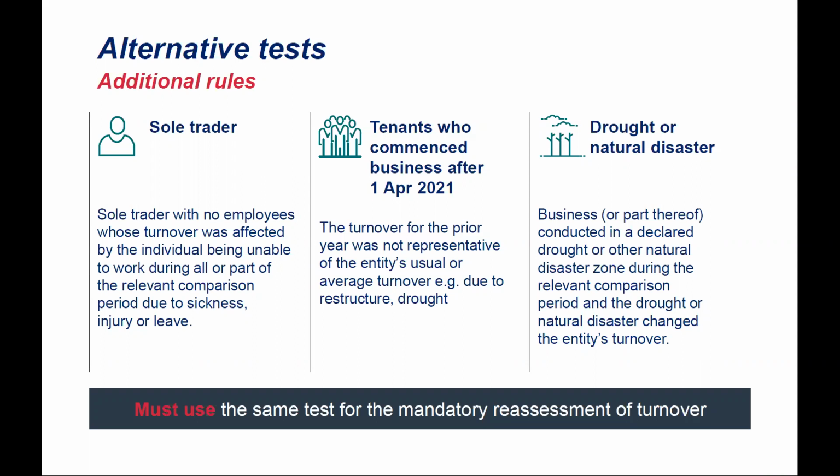Another situation is covered by Regulation 20, and this is where a business is affected by drought or natural disaster. So this applies where the tenant's turnover changed because they conducted business or some of the business in a declared drought zone or declared natural disaster zone during the relevant comparison period. In this case, the turnover of the same period in the year immediately before the declaration of drought zone or natural disaster zone is taken into account. And if anyone wants to read further into some of the other alternative tests, there's quite a good table in Table 4 under the frequently asked questions on the Victorian Small Business Commission website.